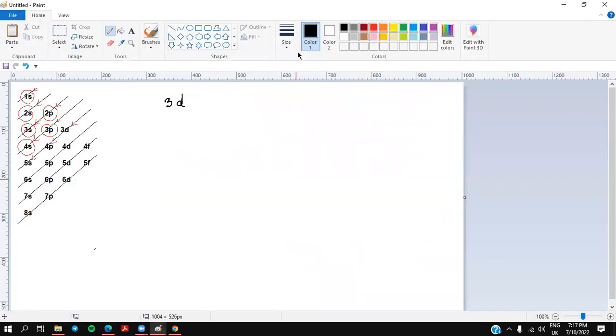If I take this diagram, suppose there is an element with 3d4 and 4s2, or else we have 3d9, 4s2. What is special about this 3d4 4s2 and 3d9 4s2?